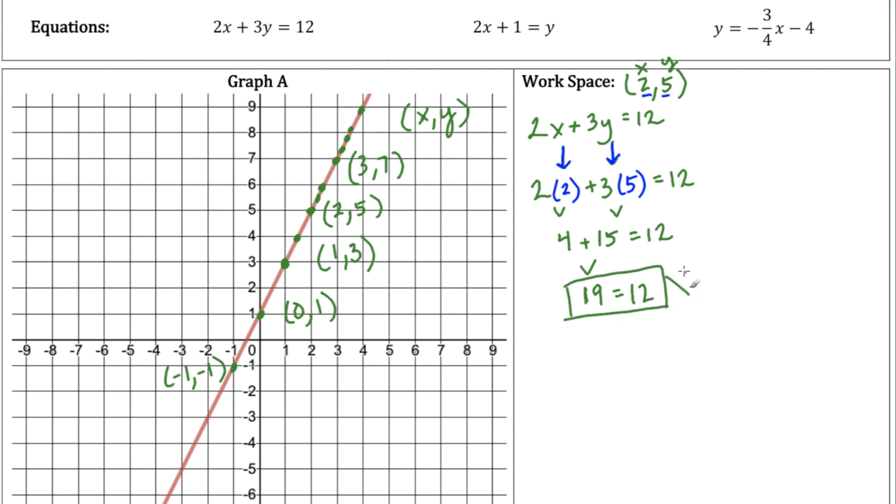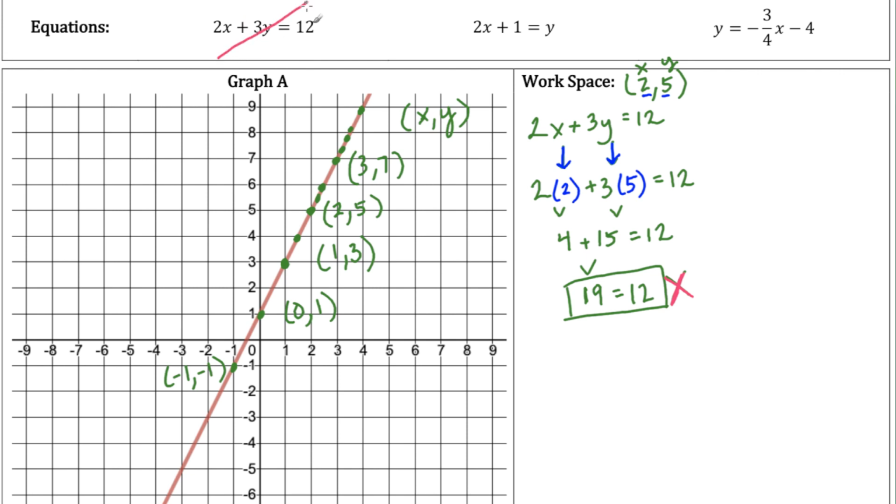It doesn't. This is bad. So this solution at 2, 5 does not fit here. So this is no good right here. So I'll mark it like that. This one's no good.